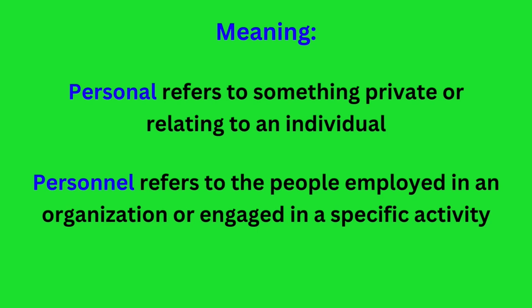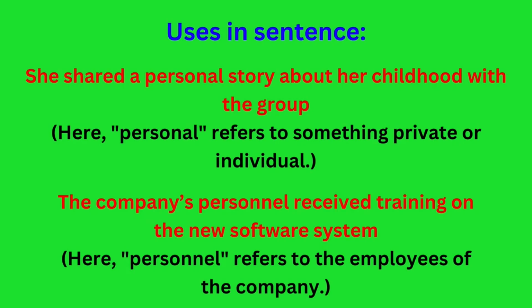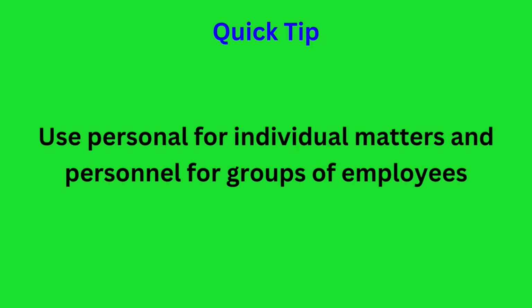Meaning, personal refers to something private or relating to an individual. Personnel refers to the people employed in an organization or engaged in a specific activity. In a sentence, she shared a personal story about her childhood with the group. Here, personal refers to something private or individual. The company's personnel received training on the new software system. Here, personnel refers to the employees of the company. Quick tip. Use personal for individual matters and personnel for groups of employees.